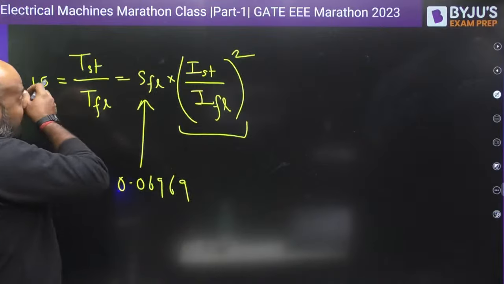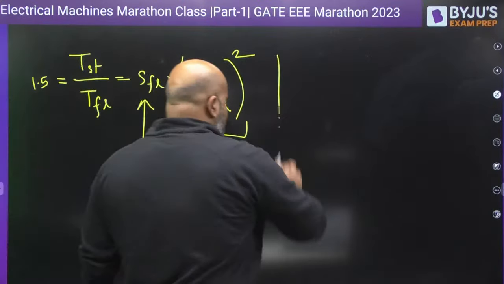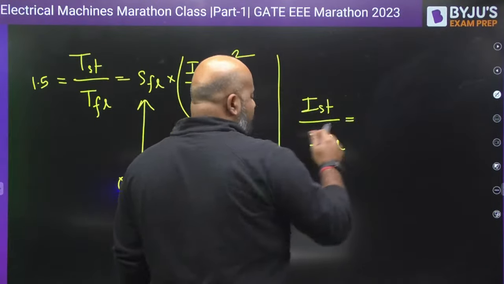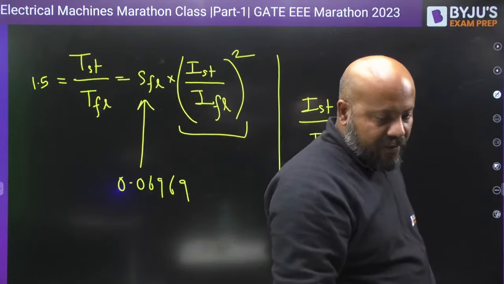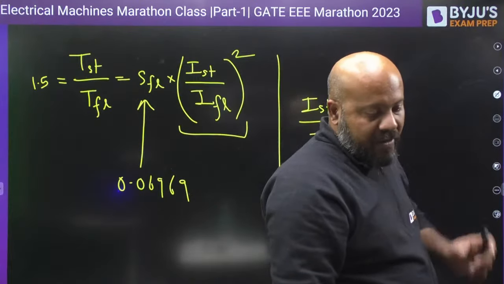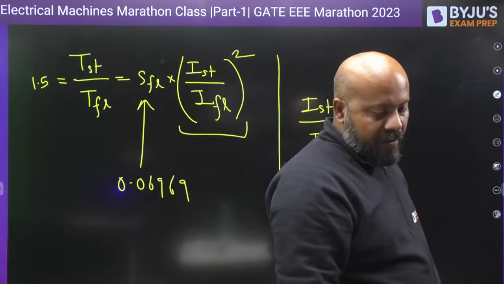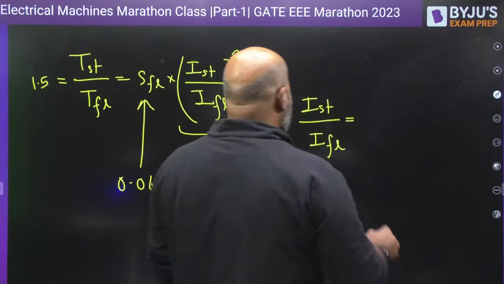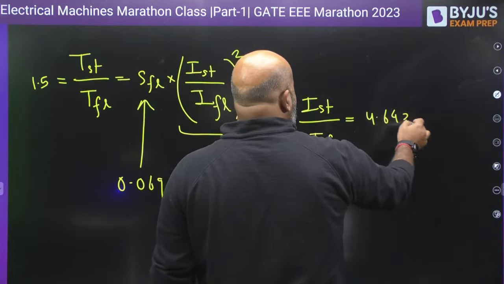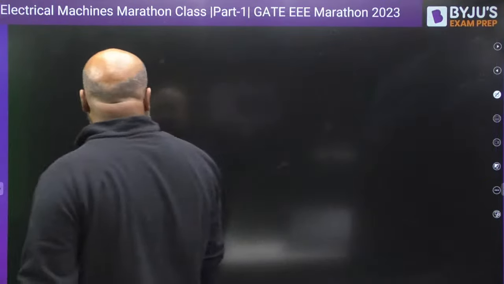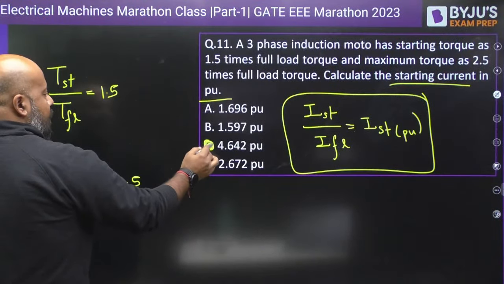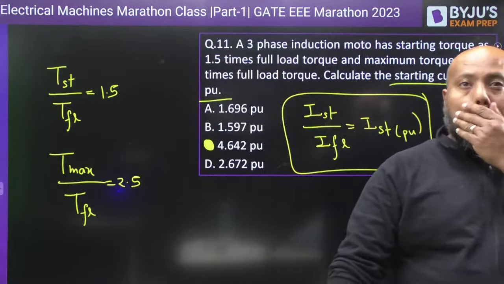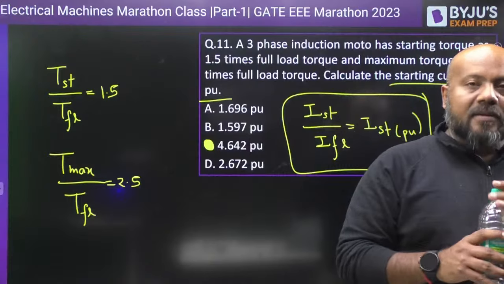You will be getting the value of I starting upon I full load. As per my reference, you must be getting 4.642. So what is the correct option? Is it clear, everybody? See the next question.